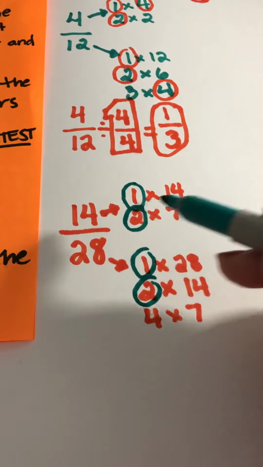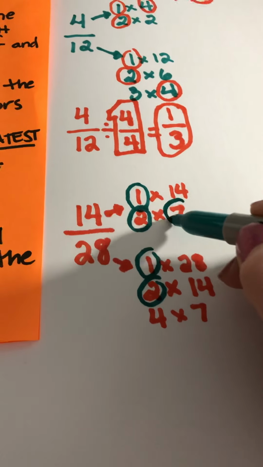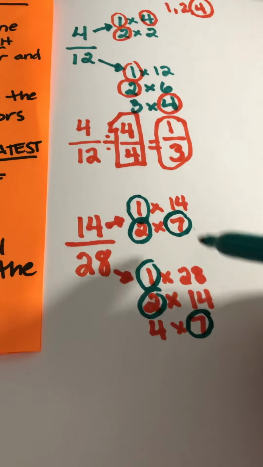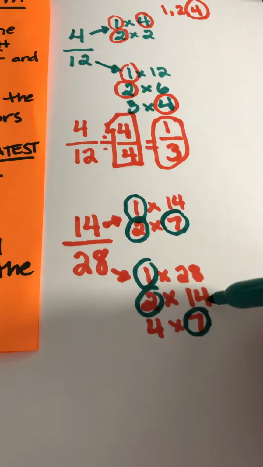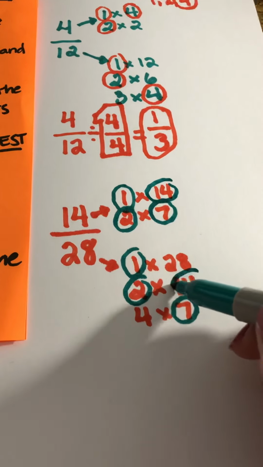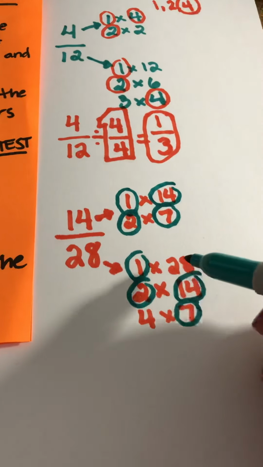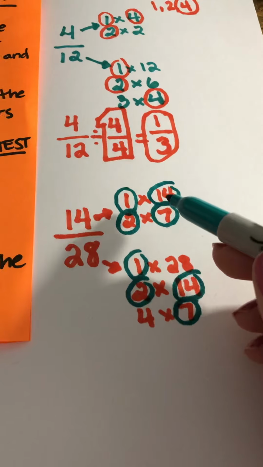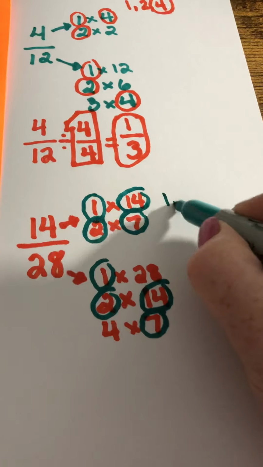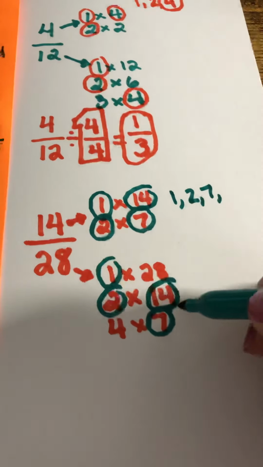This guy's got a 4. Does he have a 4? No. He has a 7. Does the other guy have a 7? Yes. He has a 14. Does he have a 14? Yes. And he has a 28. Does he have 28? No, that's bigger than he is. So when I write out their factors, they have 1, 2, 7, and 14.